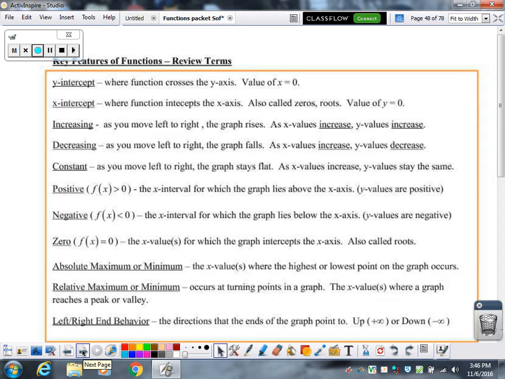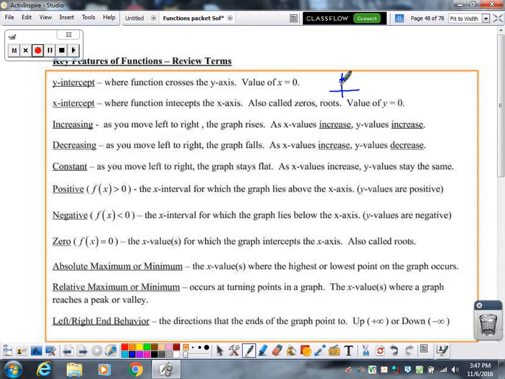These are the terms, these are the topics that you covered back in Algebra 1 two years ago, so we're going to do a quick review of them, and then we're also going to learn a couple more key features of functions. First one is the y-intercept, where it crosses the y-axis, where the value of x is equal to 0. So this is where a graph will cross the y-axis.